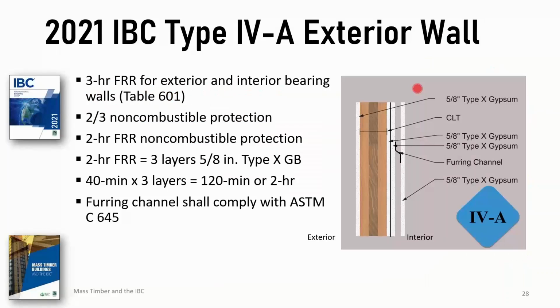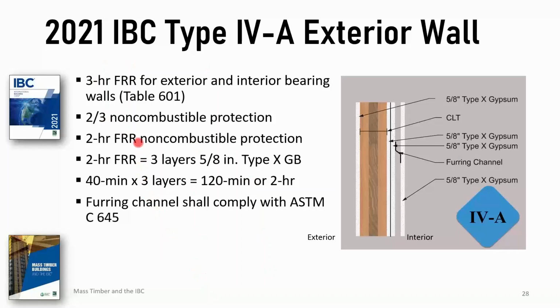I'll give you an example now of a cross-section of a type 4A exterior wall. This is an exterior wall. So right off the bat, this is the exterior side. Got that 40 minutes of non-combustible protection on the exterior. On the interior, if this is a bearing wall, this has to be 3-hour rated. Table 601 tells us bearing walls in type 4A have to be 3-hour rated.